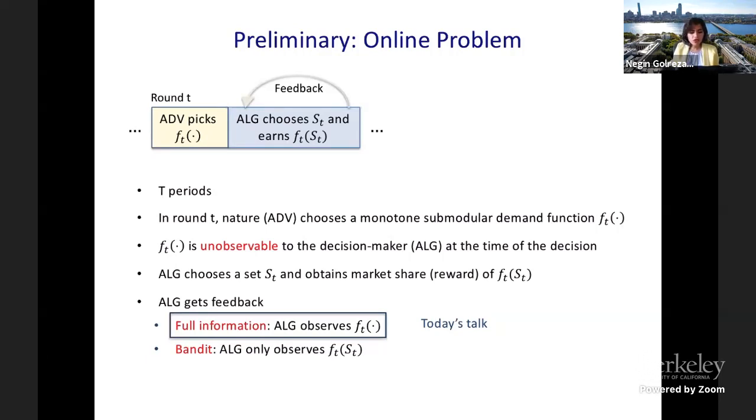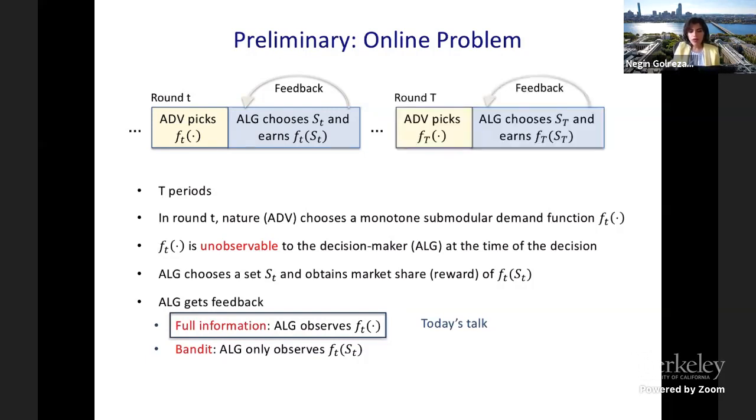And we have resolved for both of these settings. And of course, banded feedback structure is more challenging. But to simplify the discussion in today's talk, I'm just going to focus on the full information feedback structure. Then this process will continue: in every run, the adversary chooses something, the algorithm chooses a set and gets some feedback. And we have that process up to run capital T. Any questions? Okay.